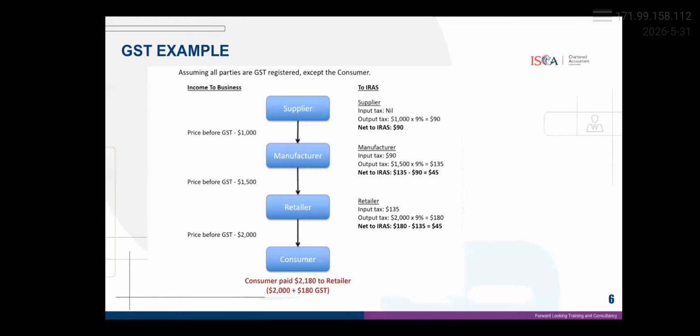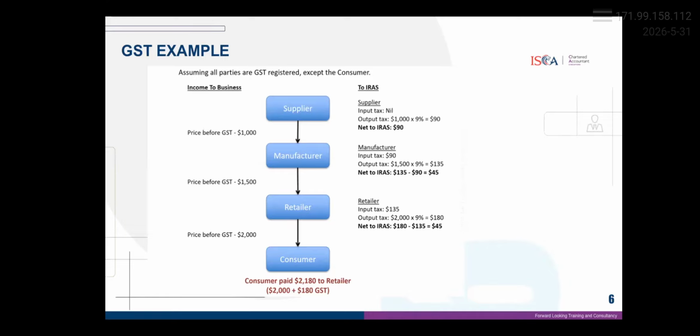In this example, you will see on the left-hand side how much of the charge or the fee belongs to the business as income and how much of it belongs to the Inland Revenue as GST revenue. Now, in this case, the supplier charged $1,000 on the goods that's being sold to the manufacturer. The $1,000 that's being charged would attract GST of 9% and the GST of $90. So therefore, the manufacturer would actually pay the supplier $1,000 and $90.